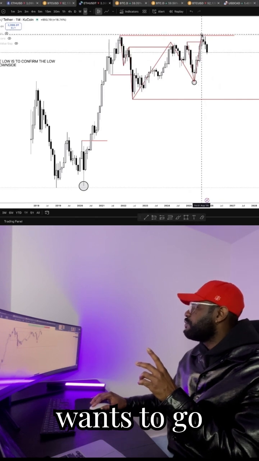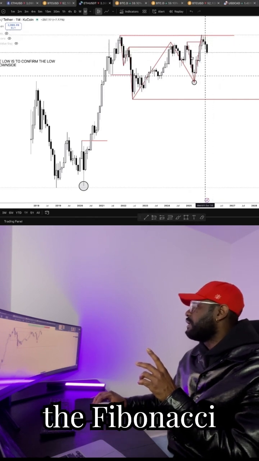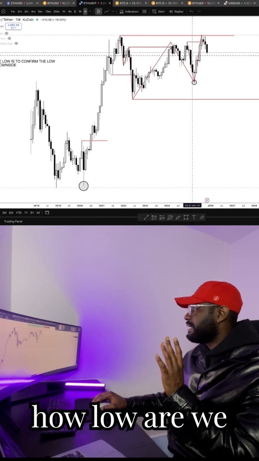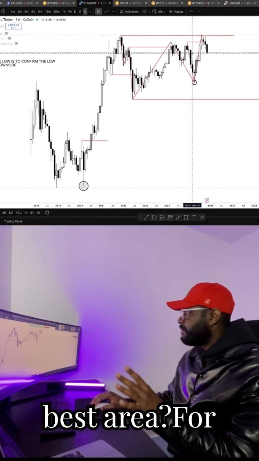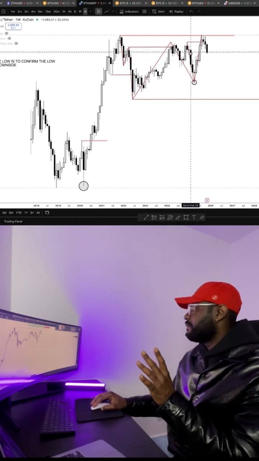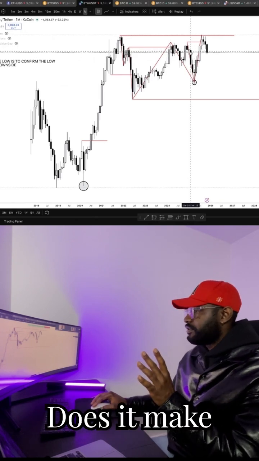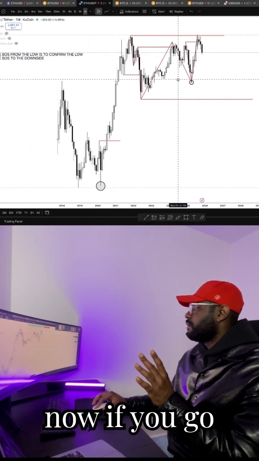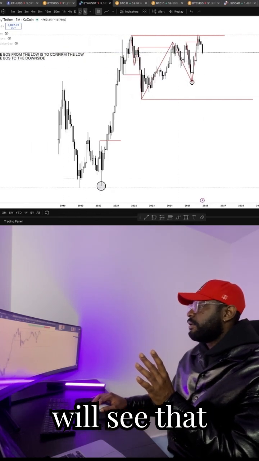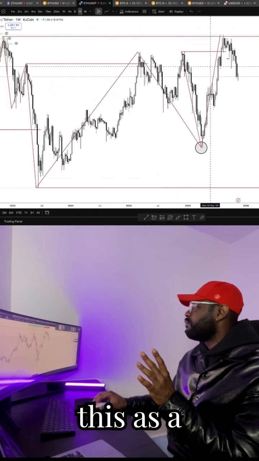Price is now showing you signs that it wants to go lower. All you're using the Fibonacci to do now is find out how low we are going, and where would be the best area for us to buy. That's what you're using it for. Does it make sense? Yes. Awesome.